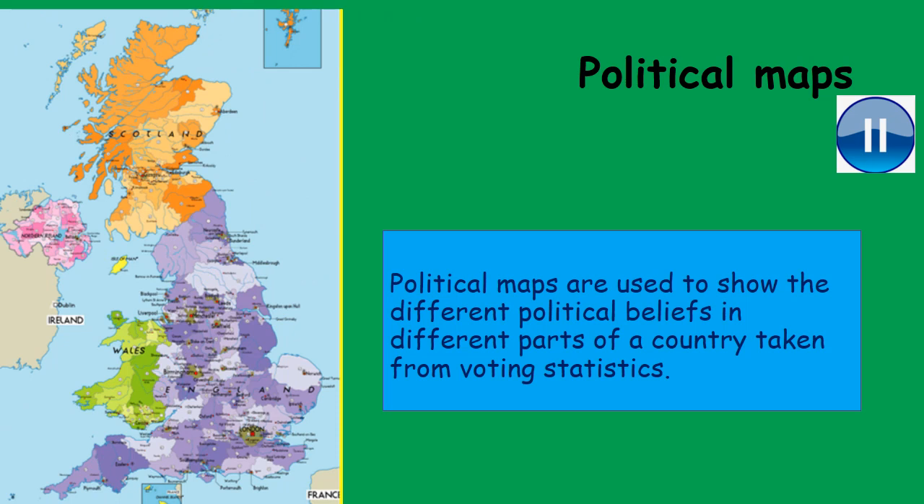Political maps are used to show the different political beliefs in different parts of a country, taken from voting statistics. That is, when people vote, what they vote is taken into account and logged in different areas of the country. So the different colours in the areas of the country on this map are to do with how people have voted during the last election.